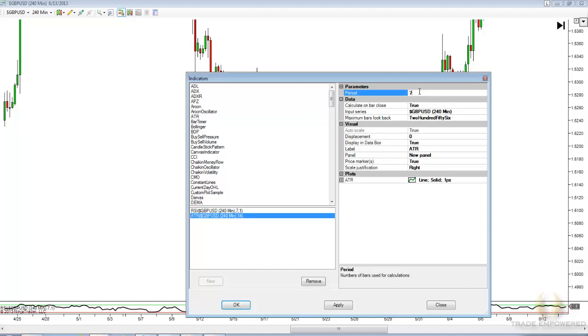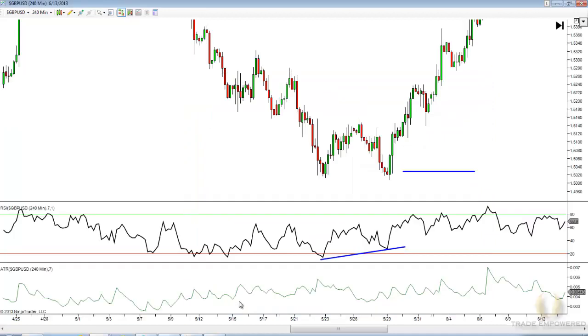The default setting is usually 14. I'm going to match it up with my RSI, so put it at a 7. And the average true range basically gives you the idea of how much the market is moving on average, depending on what range you set it up for. So I'll bring my average true range indicator on, which is down here in green.